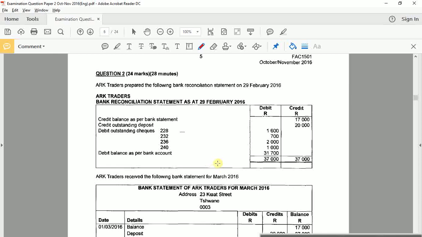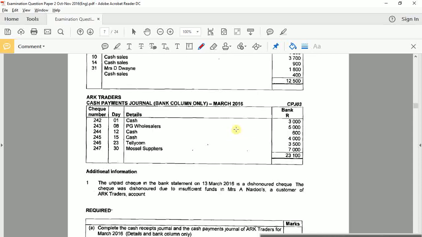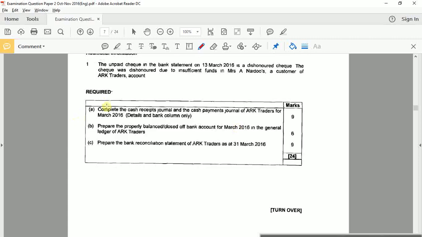Okay, so first thing that I'm looking at here is what? Bank recon from when? From February. Okay, you're going to be preparing a bank recon for what period? We need to look at that. Here, required: complete the cash receipts and cash payments for March. Prepare the properly closed off bank T account, bank statement, and then the bank recon. That's what you need to do.